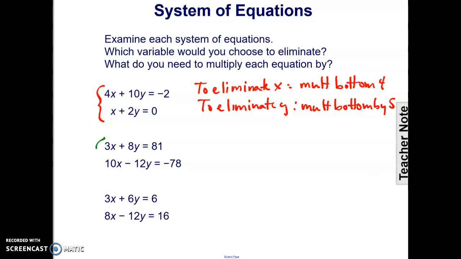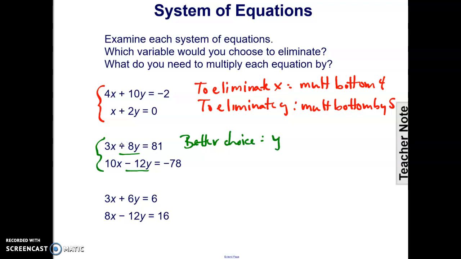When I look at these, the green set of equations, there's no very simple way. I can't turn a 3 into a 10. I can't turn an 8 into a 12. So I have to look for least common multiples. I note that there's a negative sign and a positive sign, and I think it's better. The better choice is to eliminate the y.